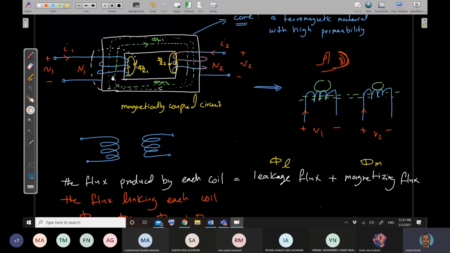Now, sometimes it's impossible to link all the actual number of turns. That's why in general we define N_i, where i can be 1 or 2 according to the number of coils I have. This is the effective, or equivalent, number of turns of coil i. So N_i is not the actual number of turns, it is the equivalent number of turns of coil i.